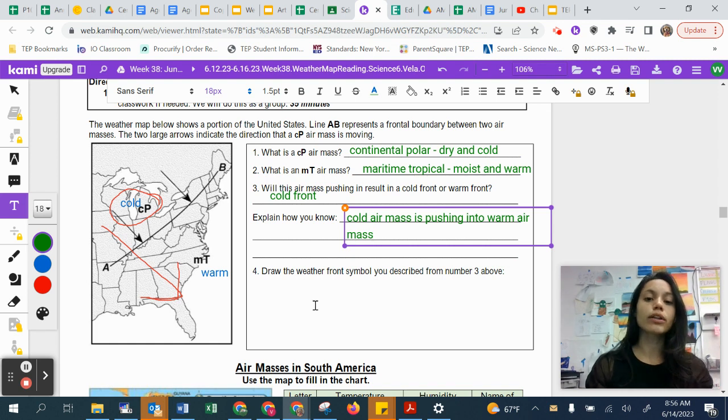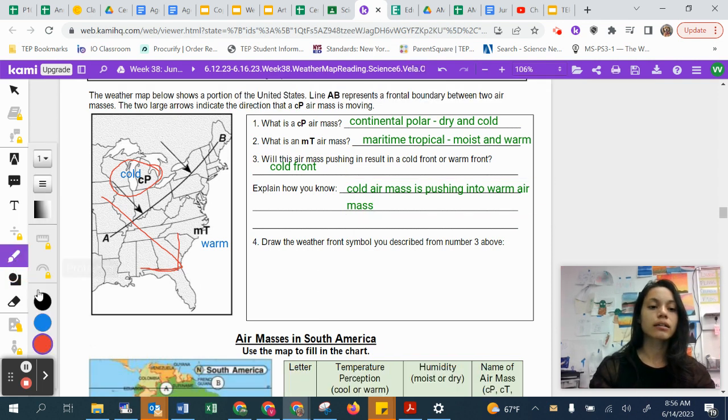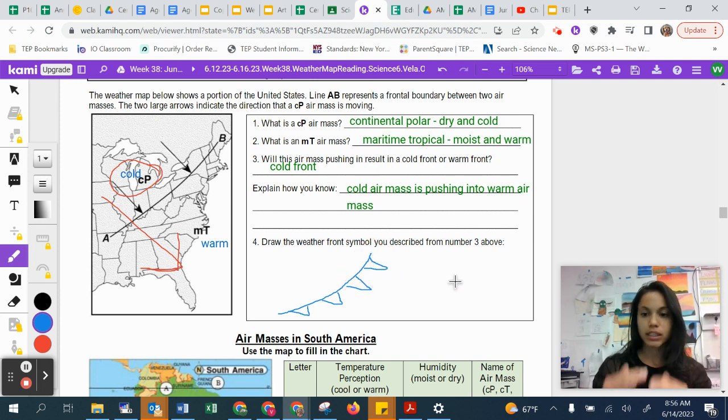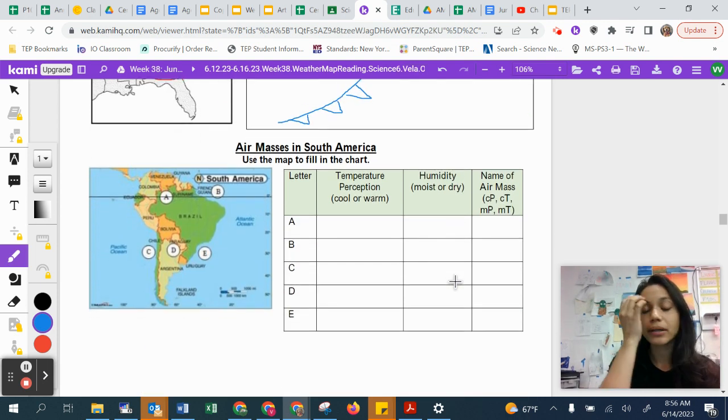Number 4 is draw the weather front symbol you described from number 3. If you said this is a cold front, how does that look? I better see you draw this cold front. Remember, if you don't have blue, it's okay. Just use your pencil or pen, and draw it with the triangles. That's it. Next one, go ahead and pause and write this down if you need to. For the next one, go through air masses in South America. Okay, I'm going to give you answers here.